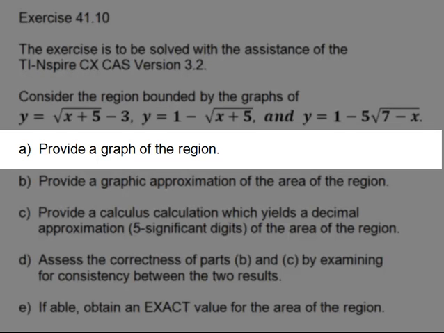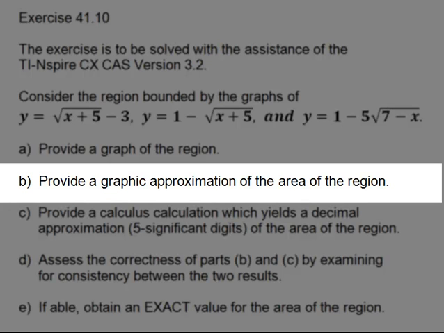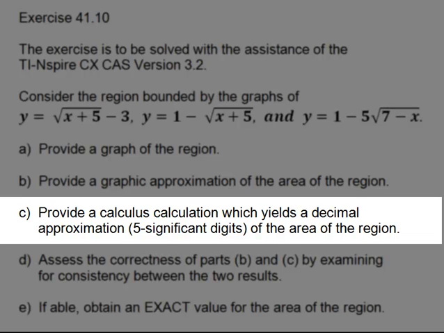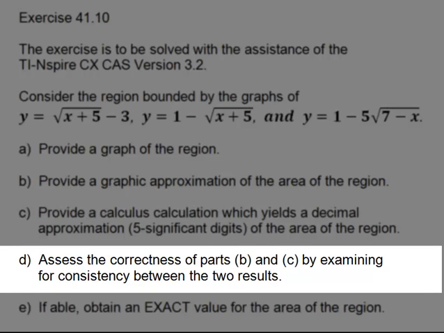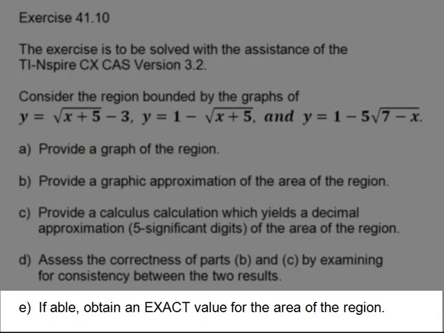Part A. Provide a graph of the region. Part B. Provide a graphic approximation of the area of the region. Part C. Provide a calculus calculation which yields a decimal approximation, 5 significant digits, of the area of the region. Part D. Assess the correctness of parts B and C by examining for consistency between the two results. E. If able, obtain an exact value for the area of the region.